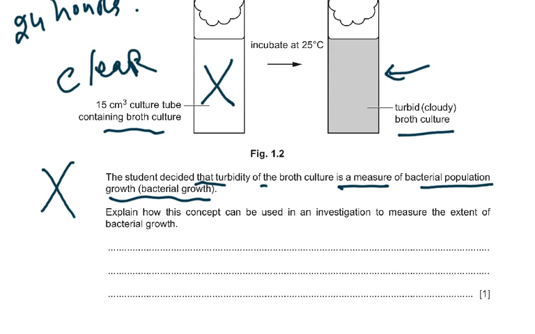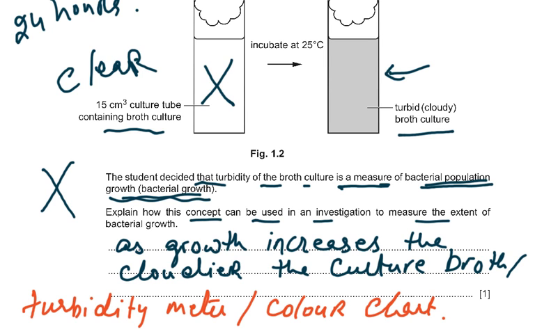So the student decided that turbidity of the broth is a measure of bacterial population growth. Explain how this concept can be used in an investigation to measure the extent. So as growth increases, the cloudier the culture broth becomes, or you can say the more turbid it becomes, or you could use a turbidity meter, or even you could use a colorimeter. Even a colorimeter would be fine. A colorimeter measures the amount of light passing through a colored fluid. So when it's less turbid, more light will pass. When it's more turbid, less light will pass.